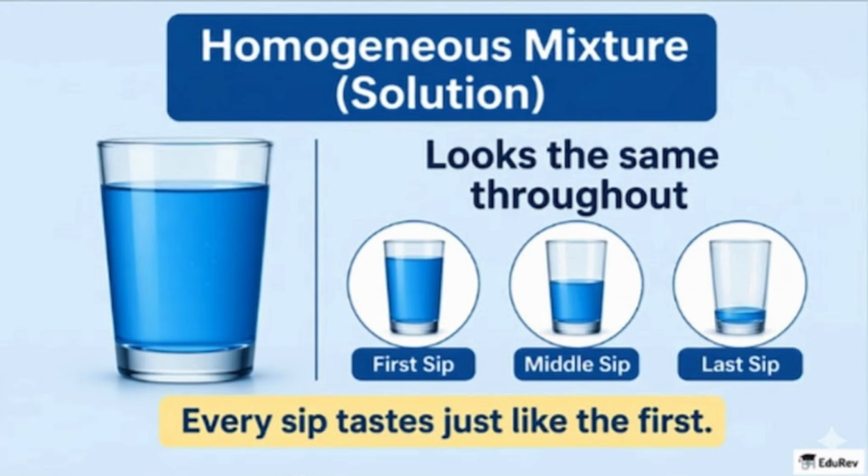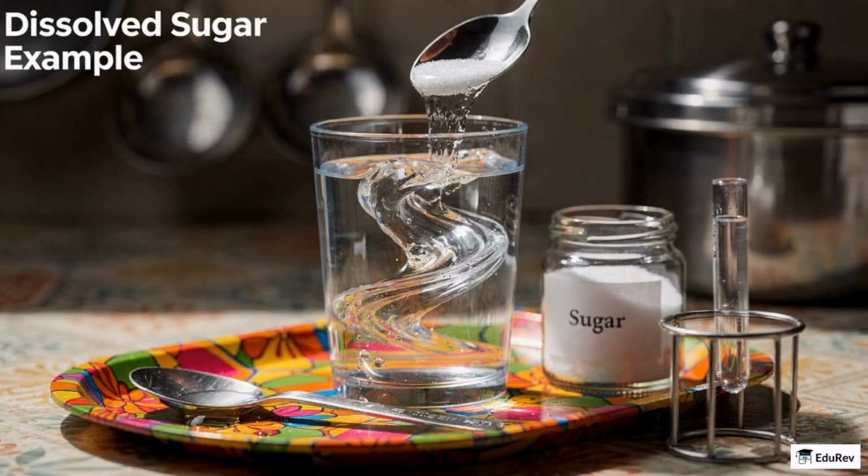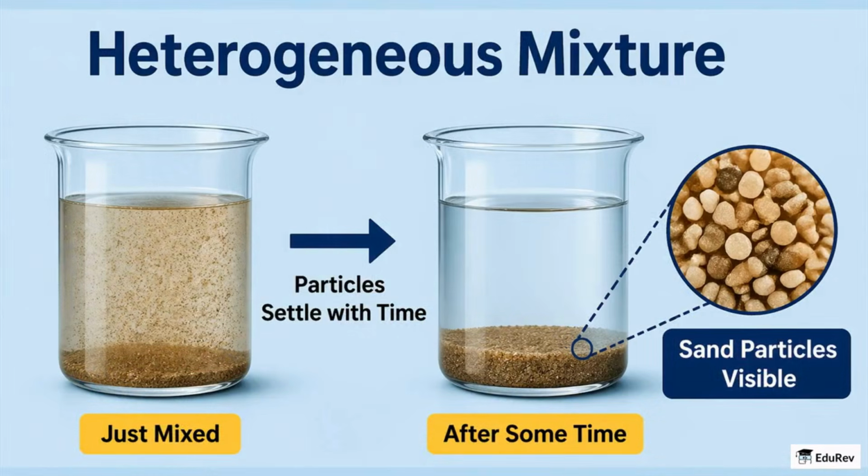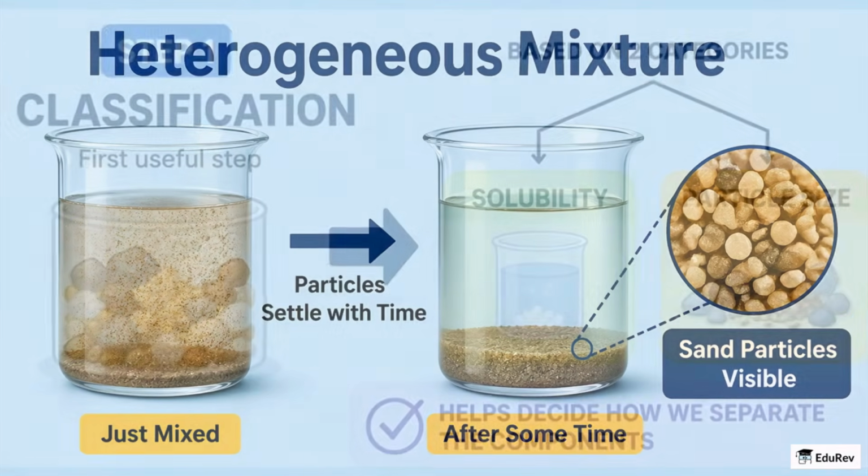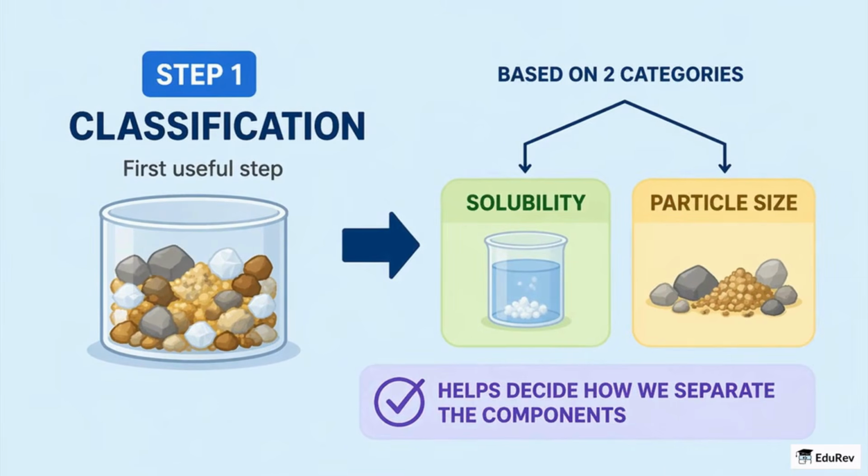A homogeneous mixture or solution looks the same throughout, so every sip tastes just like the first. Think of sugar dissolved in water or vinegar mixed in water as tidy, uniform blends. A heterogeneous mixture is different in different parts, like sand in water, where particles are visible and settle with time. These two categories help decide how we separate the components. So classification is the first useful step.